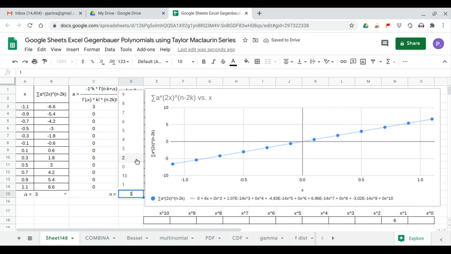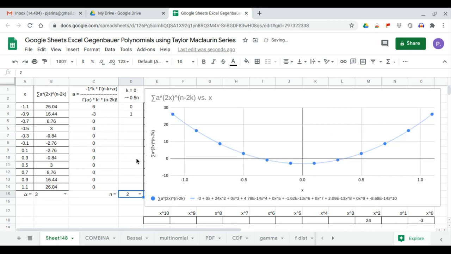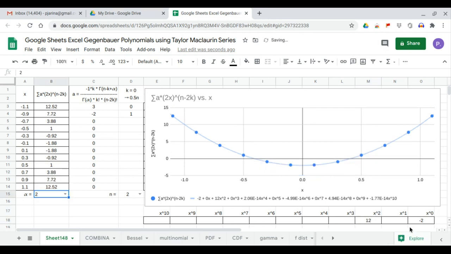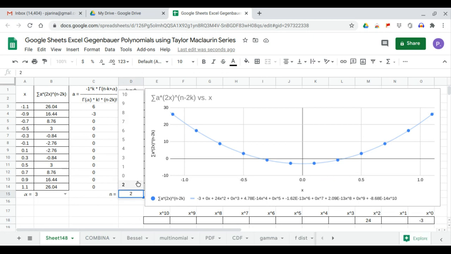At n equals 2. So our polynomial at alpha equals 1 is minus 1 plus 4x squared. At alpha equals 2, that's minus 2 plus 12x squared. At alpha equals 3, that's minus 3 plus 3x squared. At n equals 3.